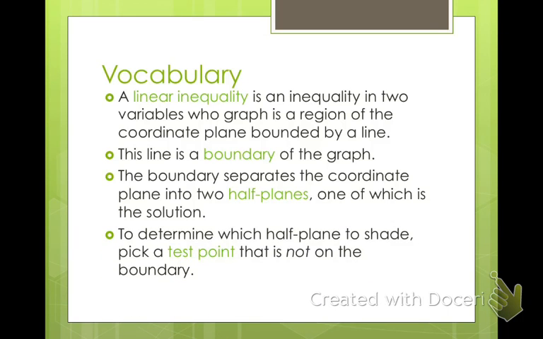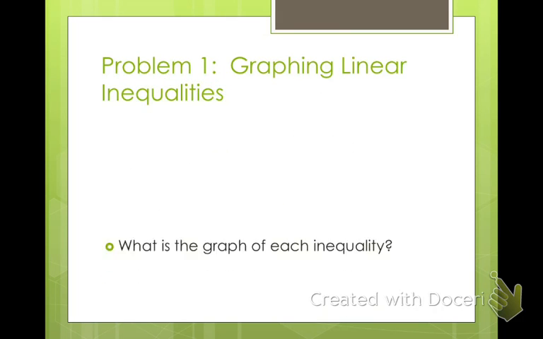To determine which half of the plane to shade, you would pick a test point that's not on the boundary, on one side of the line or the other, and check it and see if it works. If it works, you shade that side of the graph. If it doesn't work, you shade the other side. And then once you get familiar with these, you'll be able to do them without using test points.